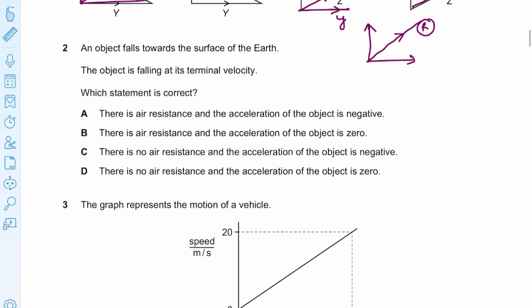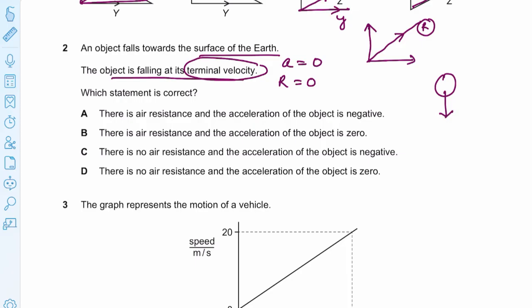Okay, an object falls towards the surface of the earth. The object is falling at terminal velocity. So which statement is correct? Remember, at terminal velocity your acceleration equals 0 and the resultant force also equals 0. Whenever the object falls, what happens? It experiences weight, which equals the gravitational field strength. At the same time, the air resistance also acts opposite to the weight, or we can say the gravitational field strength. Got what I'm trying to say?